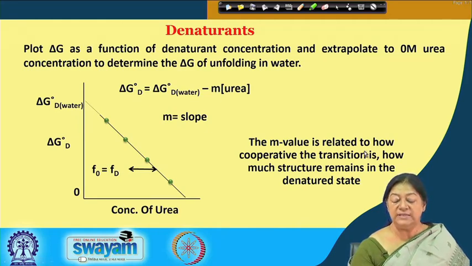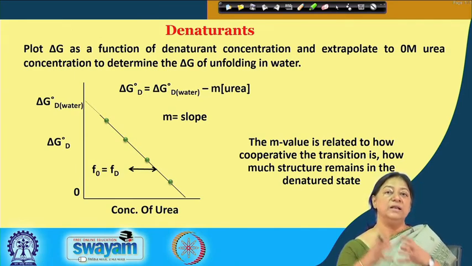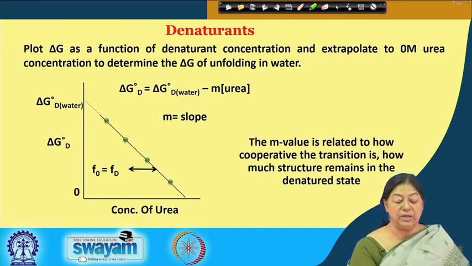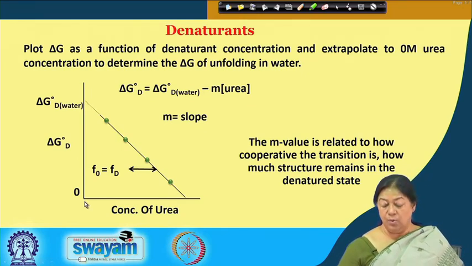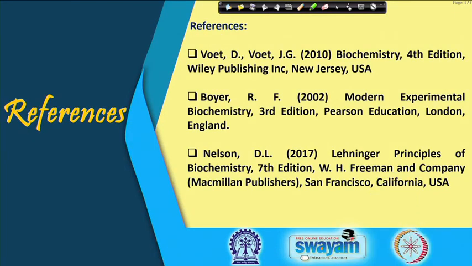It tells you how cooperative. What do we mean by cooperative? It is how much structure remains in the denatured state and how suddenly it goes from the folded to the unfolded. And what can we measure from here? We can extrapolate this to a zero concentration of urea and determine what the delta G zero of folding is. All of this would be present in standard biochemistry books and experimental biochemistry books.